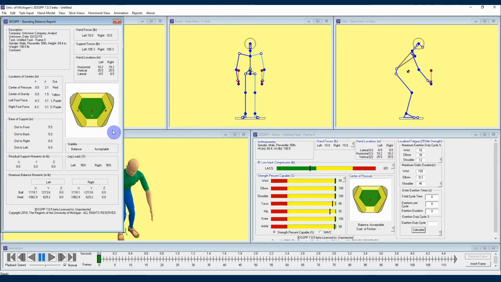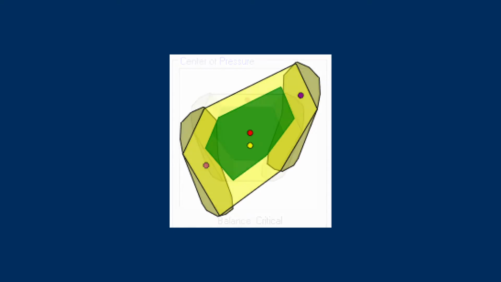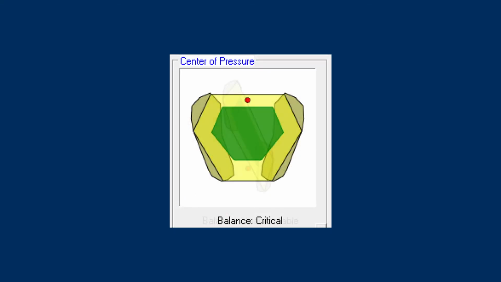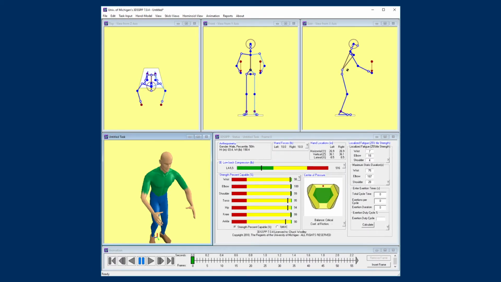Moving away from this menu, we'll talk about three different balance scenarios that you'll likely run into while using the 3DSSPP. Acceptable balance, critical balance, and unacceptable balance. Acceptable balance is any scenario that has the center of pressure location within the functional stability region. With an acceptable balance, your worker's posture will be stable. Critical balance is any posture where the center of pressure location is outside the functional stability region and still within the basis of support. Here your worker will be on the edge of falling and may be uncomfortable.